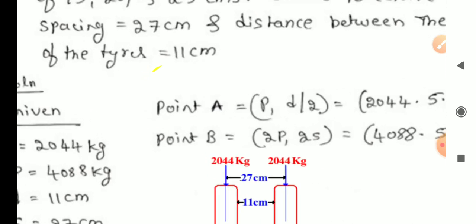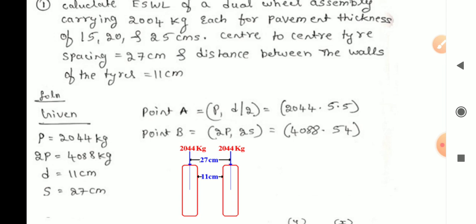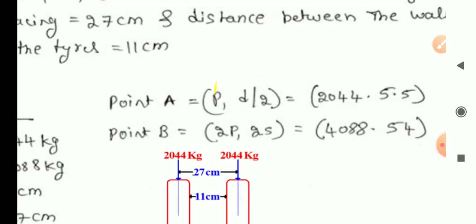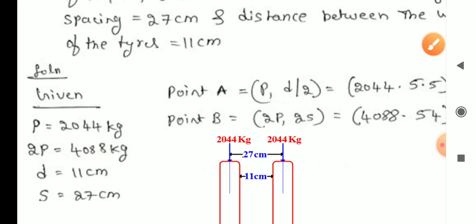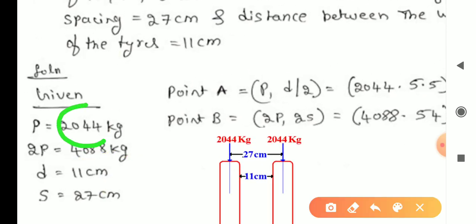So next, what is the given data? First we have to check. Load is given, right? That is P, 2004 kg. Sorry, it is not 2044, it is 2004 kg only. Here I made a mistake. So it is 2004.